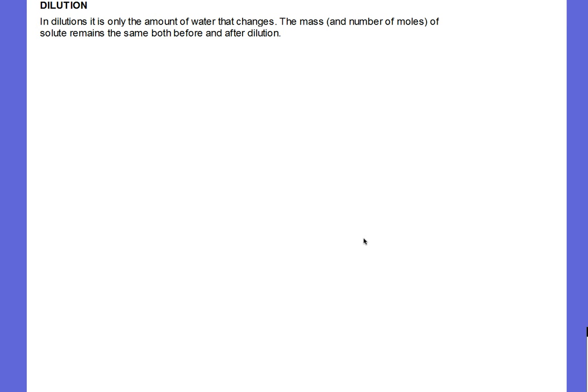This is example video 18, and we're looking this time at dilutions. Now, dilution is when you're changing the amount of water, specifically adding water to a solution, or adding solvent to a solution. So in dilutions, it's only the amount of water that changes. The mass and number of moles of solute remains the same, both before and after dilution. That's a very important idea.